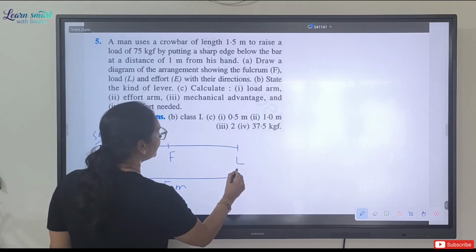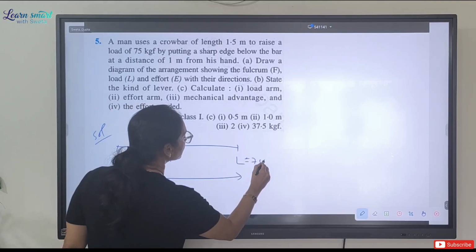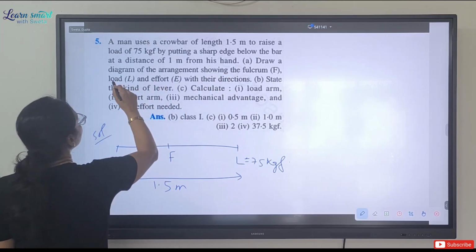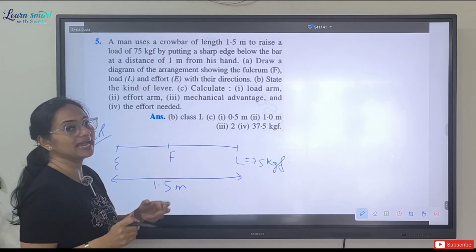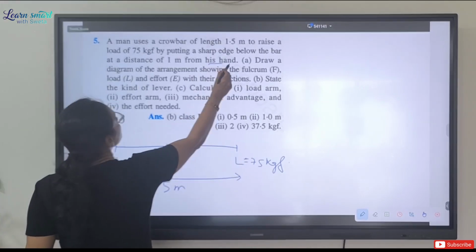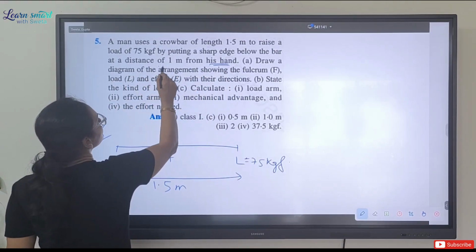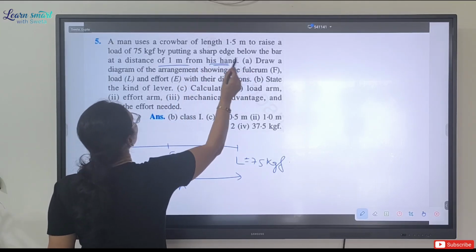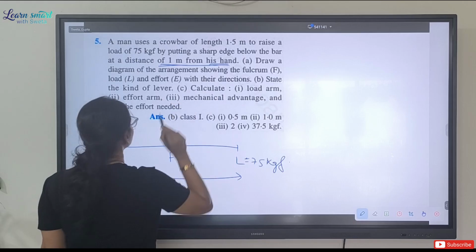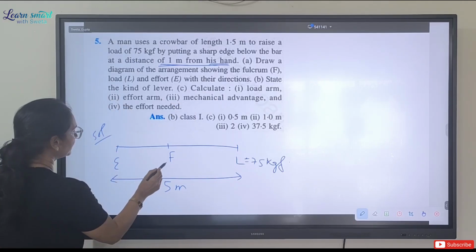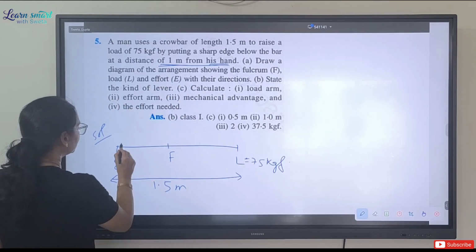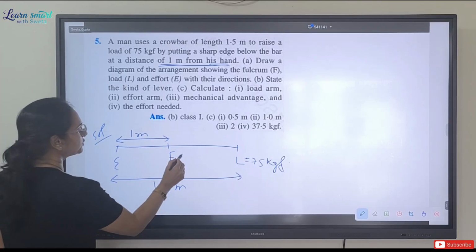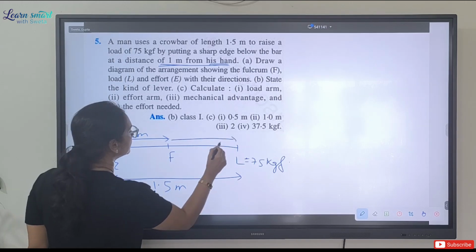So load is 75 kgf. By putting a sharp edge below the bar at a distance of 1 meter from his hand. His hand, that means there is the effort he is applying. So that distance is from the fulcrum. So what is this 1 meter that we have to understand? It means the distance between the fulcrum and the effort, that is 1 meter. So this distance is 1 meter. And if this is 1, which means this distance is 0.5 meter.